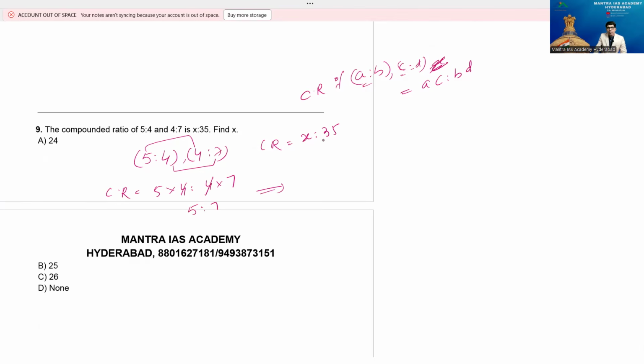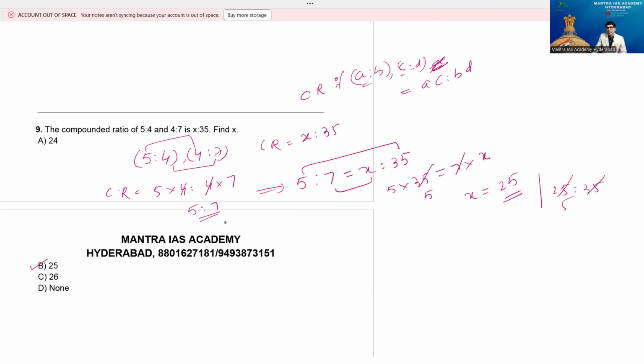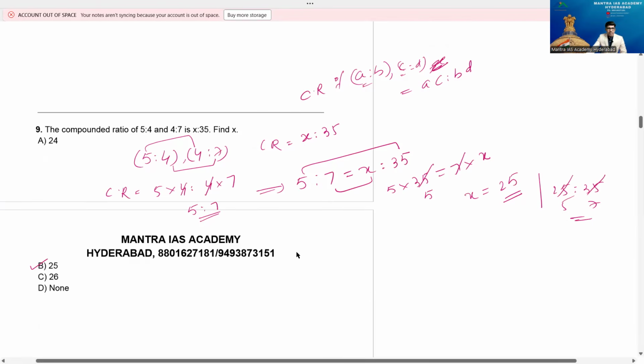Now the compounded ratio is equal to this, therefore 5 is to 7 is equal to x is to 35. This is nothing but 5 is to 7 as x is to 35, so use the proportionality formula: product of extremes is equal to product of means. So 7 x equals 5 into 35. Then what's the value of x? It's exactly 25. Otherwise impossible. You see, x is to 35, 25 is to 35 gives 5 is to 7. Even by using the options you can answer. But anyhow, I did it in the proper way. So the ninth problem is over. 25 is the right answer.